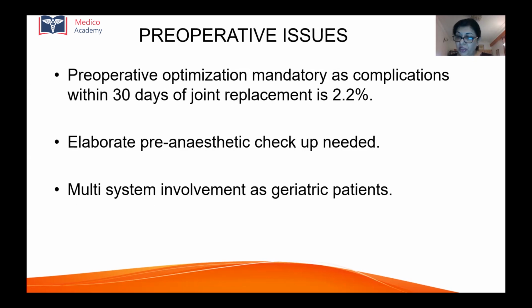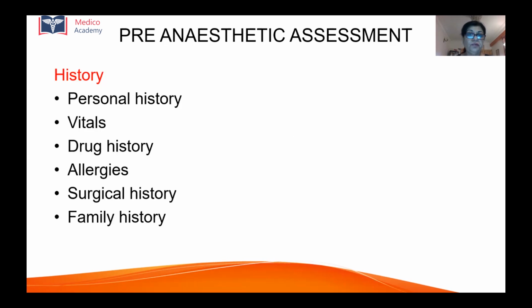Now, the pre-operative issues. Pre-operative optimization is mandatory as the chance of serious complications within 30 days of joint replacement is 2.2%. In addition to the established protocol for the age and comorbidities, an elaborate pre-anesthetic checkup is needed. Problems in multiple systems are common because most of these patients are of geriatric age group.